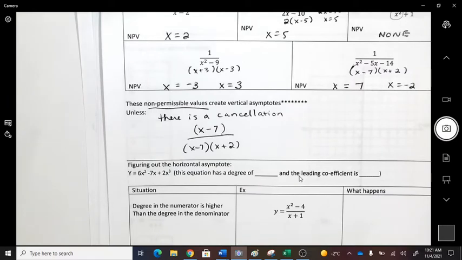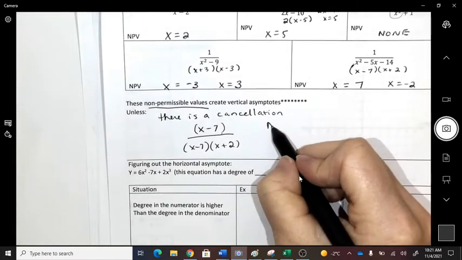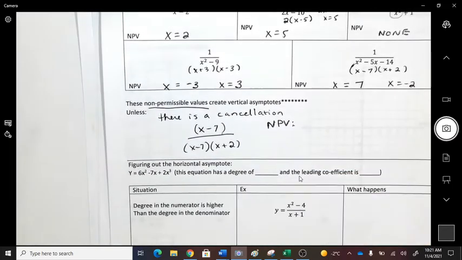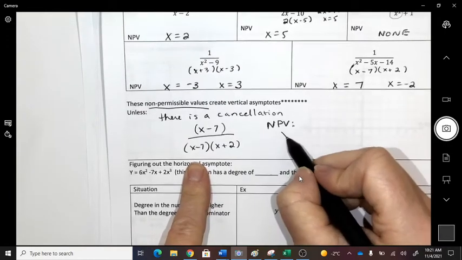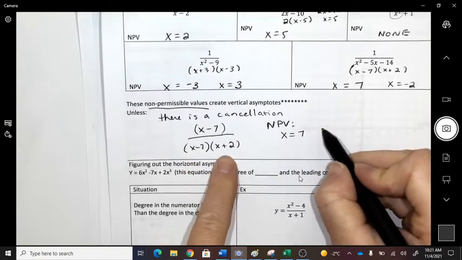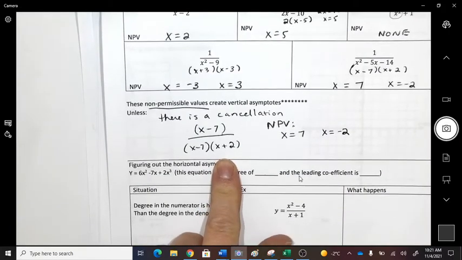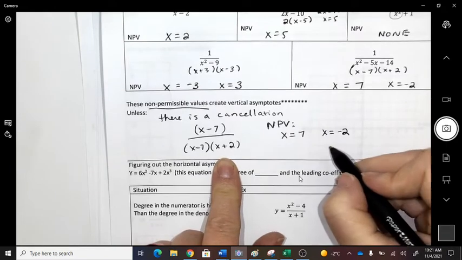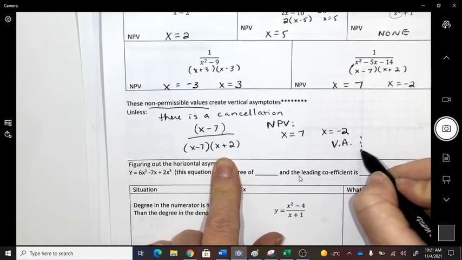So here we go. I just gave you an example. So I am not permitted to have what values for x? So I look at the bottom. What x values don't you want? You don't want a positive 7 or a negative 2. Okay, they create vertical asymptotes unless there's a cancel. So this one is going to be a vertical asymptote.